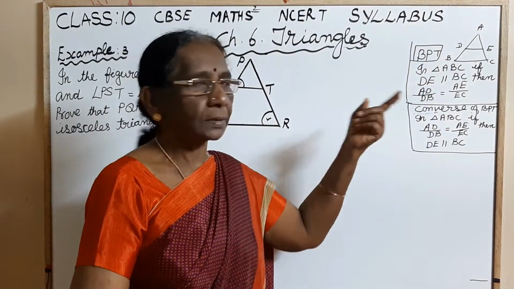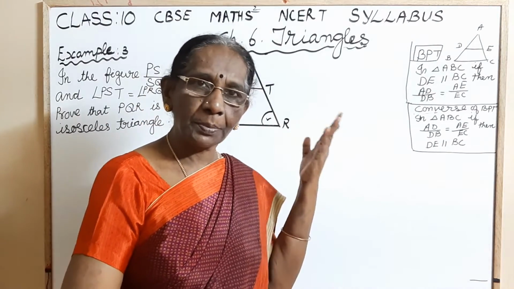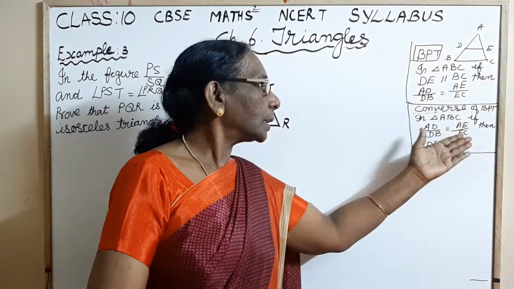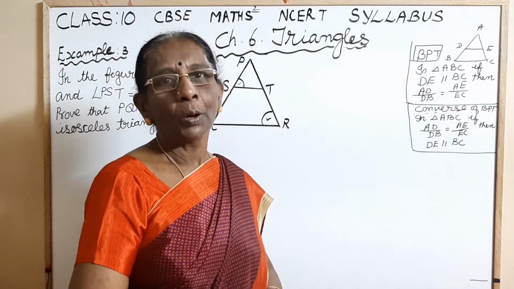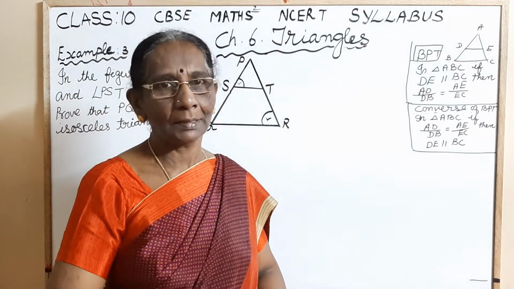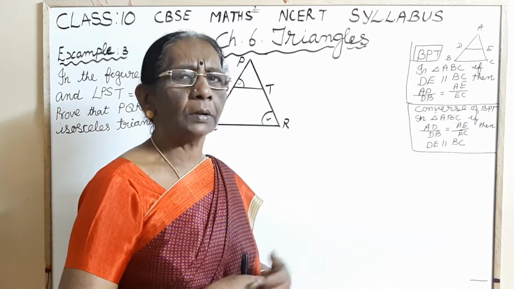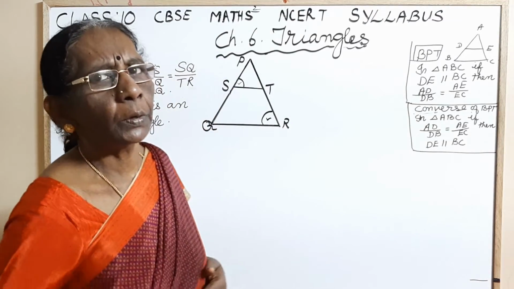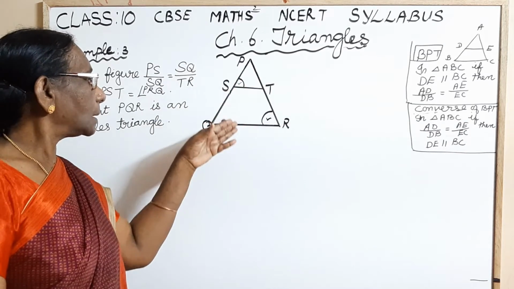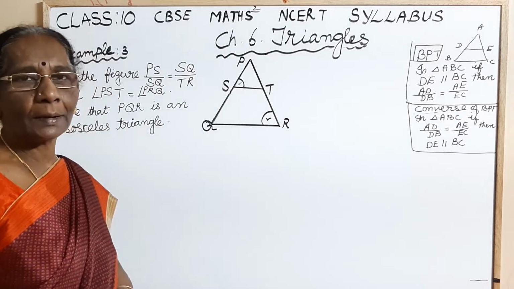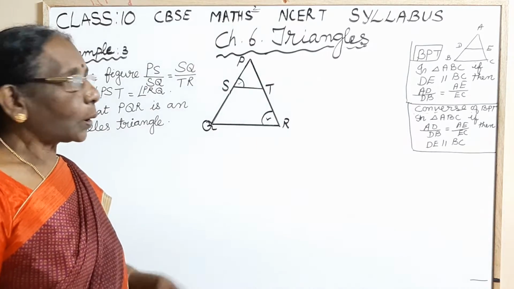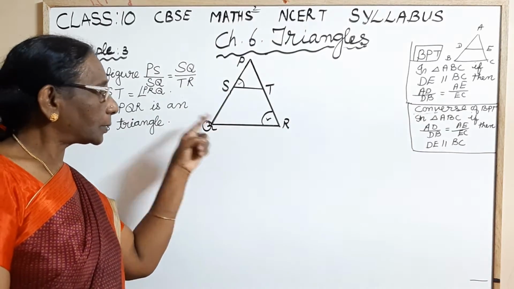Among these two theorems, which one will we be using? BPT or converse of BPT? Which is given? The ratios are equal, given. Therefore, we have to use the converse of BPT. Is it clear? And by using the converse of BPT, what can we do? We can prove that ST is parallel to QR. We can come to that conclusion because the ratios of these sides are equal.